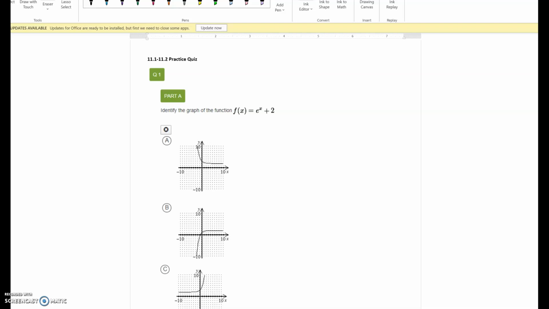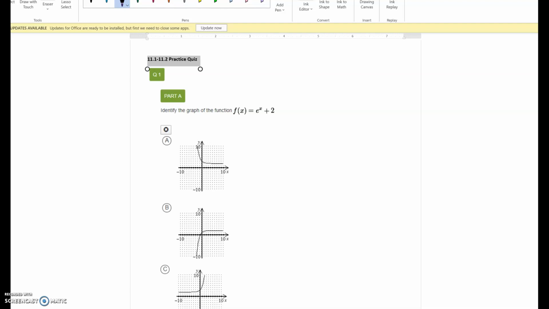Let's go through the practice quiz for 11.1 to 11.2. The first question asks you to identify the graph of the function, and you can use Desmos or a graphing calculator while you're taking this quiz, or when you're actually taking the quiz. So you could just type it in and then see which graph matches. But it's a lot easier if you know what to look for.